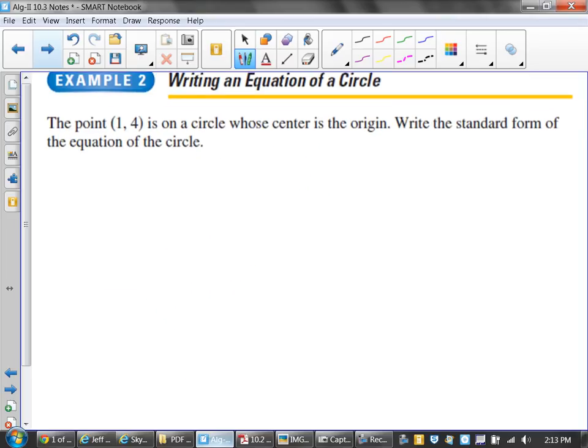So let's go a little fancier. Let's say the point 1,4 is on the circle. The center of the circle is at 0, 0. What is the equation of the circle? Again, the center of the circle is at 0, 0. The point 1,4 is on the circle. What's the equation of the circle? Well, what's the generic?